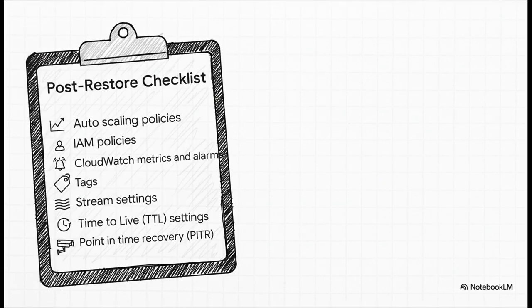Now, here's the gotcha. Because you're making a new table, it's kind of like a blank slate in terms of configuration. All this stuff, your auto-scaling roles, your IAM permissions, your CloudWatch alarms, TTL, none of that comes over automatically. You have to set it all up again on the new table. And please don't forget to re-enable PITR on your newly restored table.